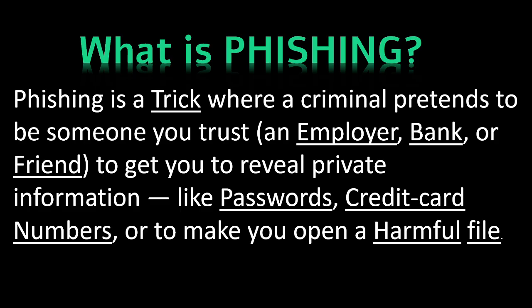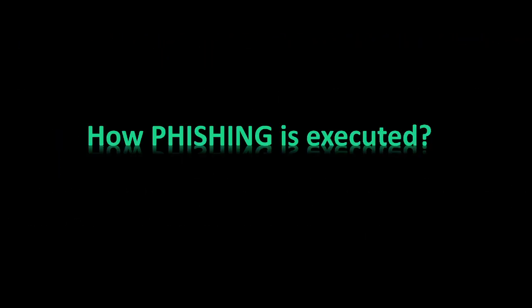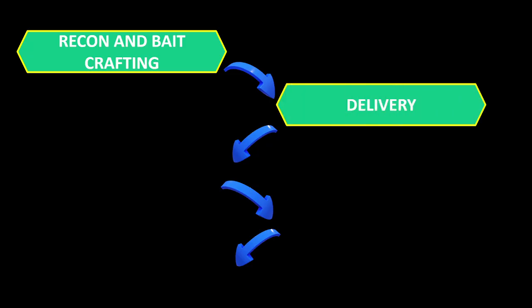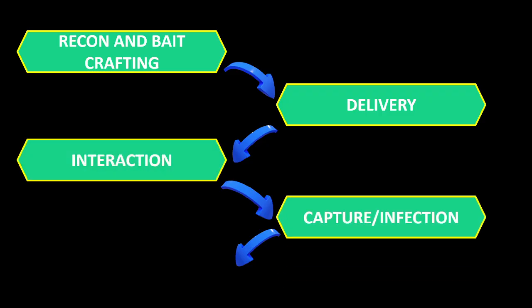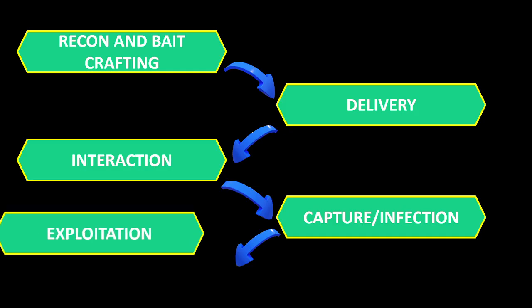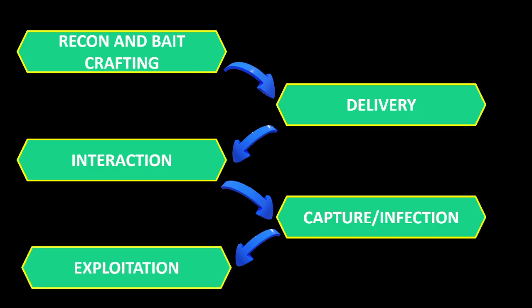How is phishing executed? Now that's a question. So let's see step by step. The first one is recon and bait crafting. Second is delivery. Third is interaction. Fourth is capture and infection. And the last one is exploitation. So these are the 5 steps which a hacker uses while phishing. So let's see each step in detail.